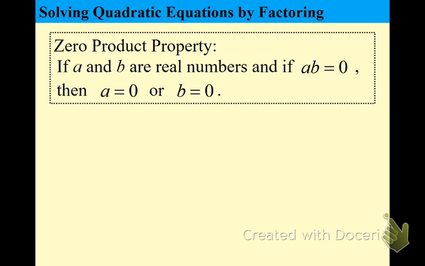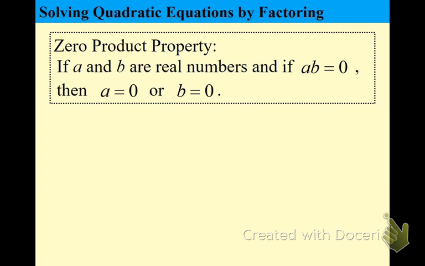We're going to talk about this property first. It is how we solve by factoring. I want you to write down, it's called the zero product property. Yes, these are your notes. Zero product property: if A and B are real numbers, and A, B, when two letters are next to each other, what is happening? They're being multiplied. So if A times B equals 0, then A equals 0 or B equals 0. Here's why.